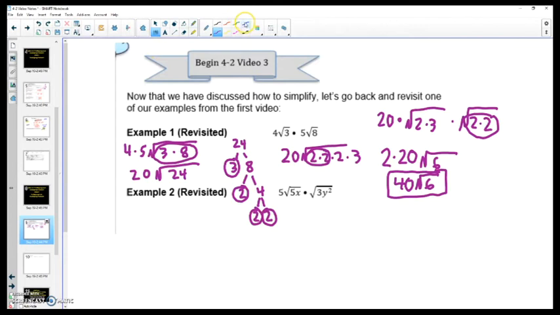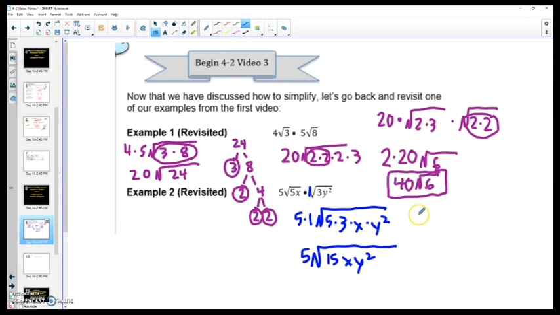Alright, let's take a look at example 2. You'll remember this from video 1 as well. We have 5 times the square root of 5x times the square root of 3y squared. Remember we established that there's an invisible 1 out there. So on the outside, we're going to have 5 times 1, which is going to be 5, and we'll write that on the next step. And underneath, we're going to have 5 times 3 times x times y squared. On the outside, just like we said, it'll be 5, and then underneath it will be 15xy squared.